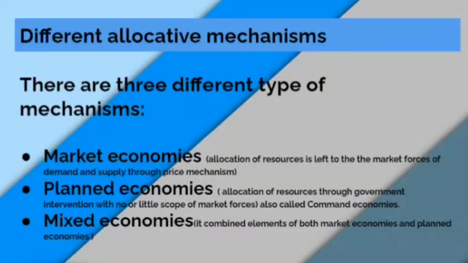The second one is planned economies, or central economies. Allocation of resources is through government intervention, with no or little scope for market forces, also called command economies. For example, China nowadays, you can see a planned economy. The whole economic system is held by the government, and the government plans what to produce, how to produce and for whom to produce.